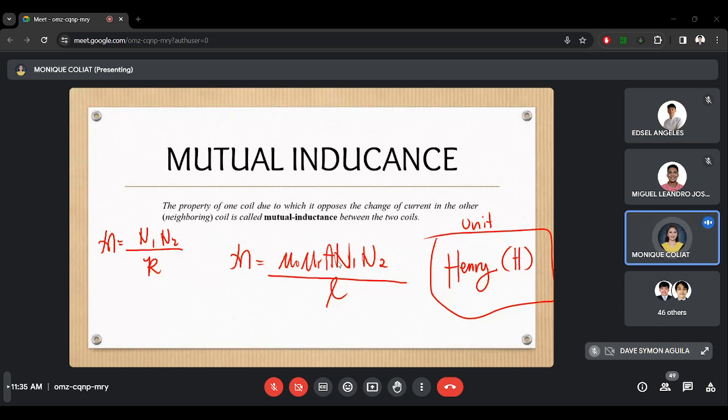The current coil is connected in series. This is length, in meters.